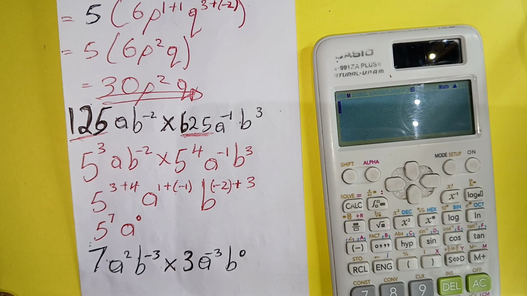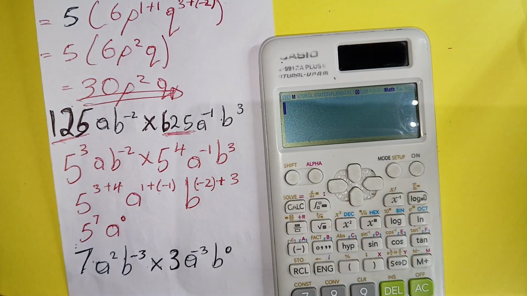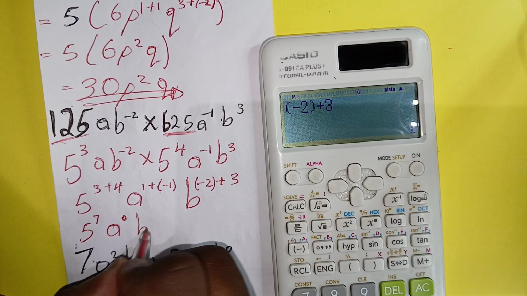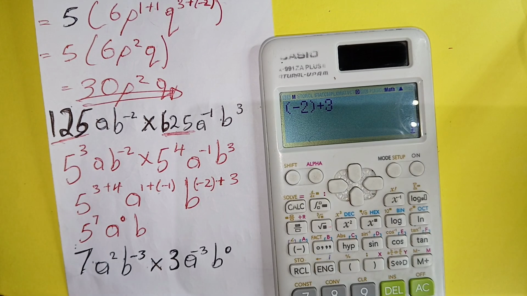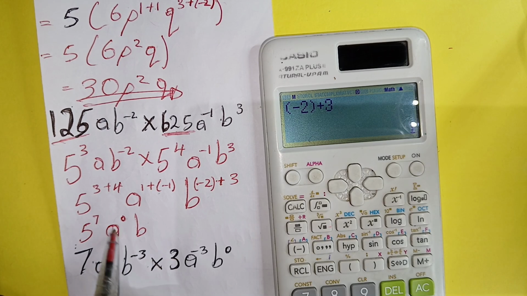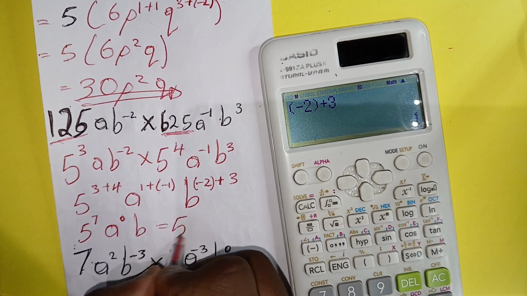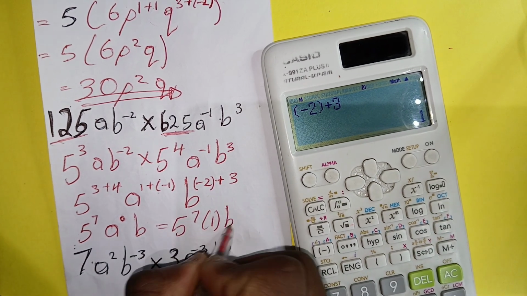Sorry guys about that. So you can see now when you punch this on the calculator, 1 plus minus 1, you get 0. And now when you punch minus 2 and plus 3, you will get 1, which is invisible 1. Do you see? And now anything which has exponent 0 is 1, meaning this thing is 5, 1b.